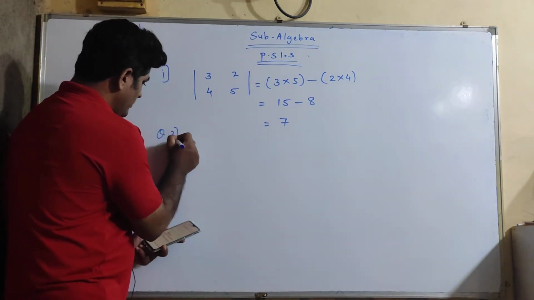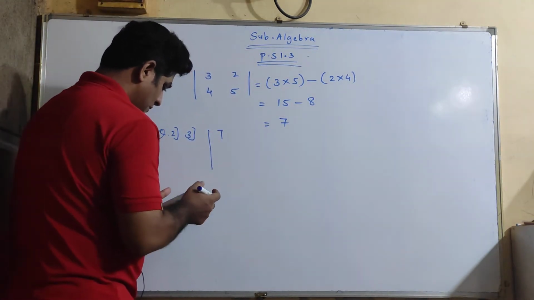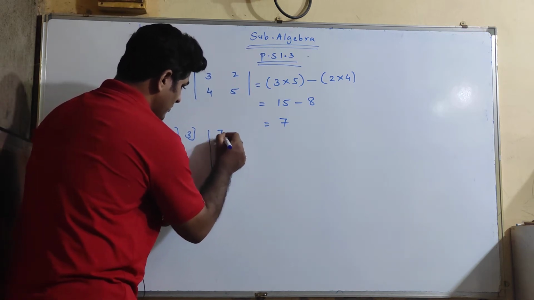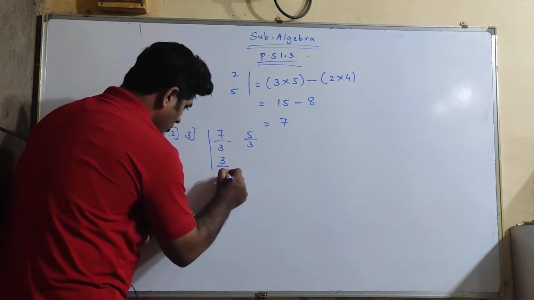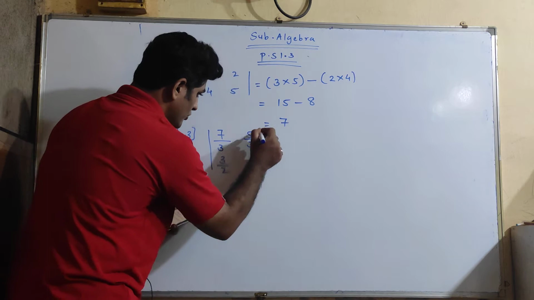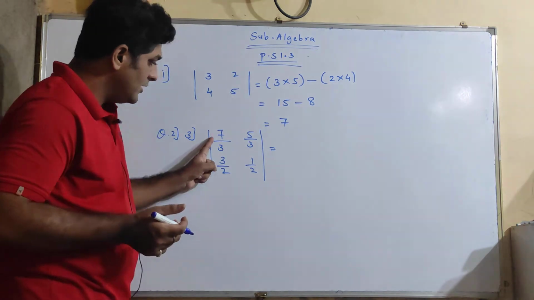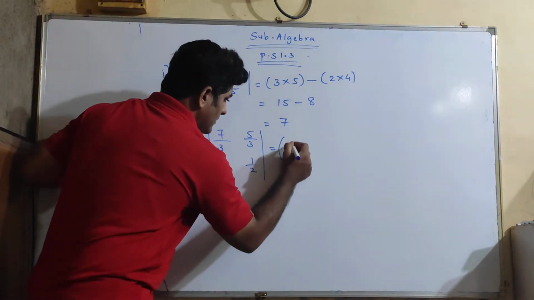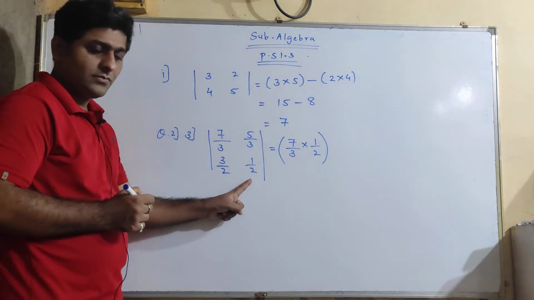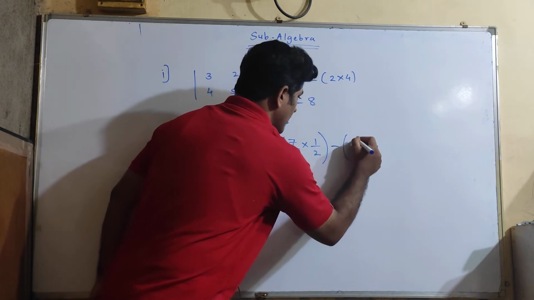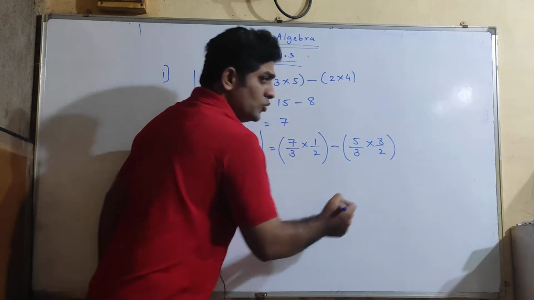In question number 2, I am taking the third sum. See the determinant. It is 7 upon 3, 5 upon 3, 3 upon 2, 1 upon 2. These are the determinants. Again, same concept students, cross multiply. So I'm going to multiply them: 7 upon 3 into 1 upon 2 minus 5 upon 3 into 3 upon 2.